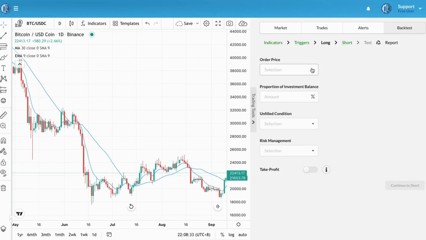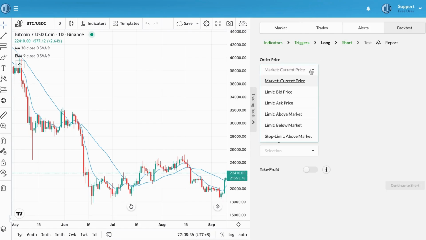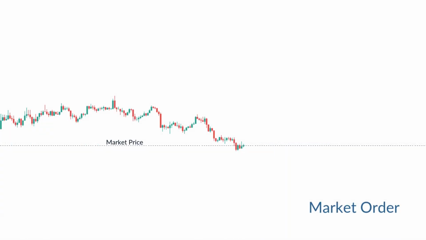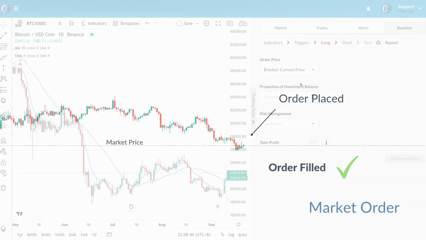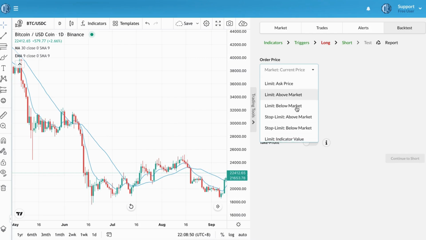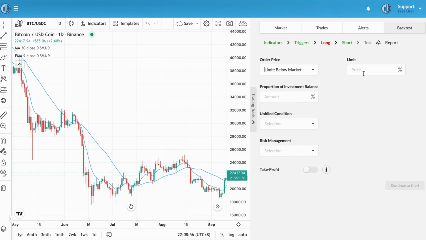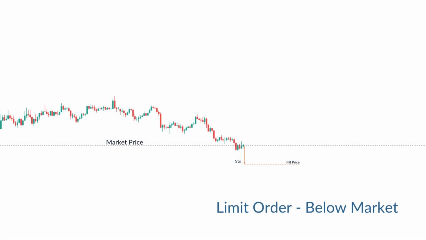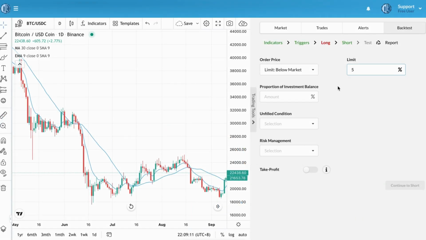The order price determines the point at which your order will be placed. For example, if we choose the market price, once the trigger conditions are met, the order will be placed and a trade will take place at the current market price. A limit order will set the price that must be reached for the order to be filled. For example, selecting a limit below market will display another input box which requires a percentage value. Let's enter in 5%. This would mean that if the system triggers an order, the trade will only take place once the price drops 5% below the current market price. For more information on order prices, visit our documentation.